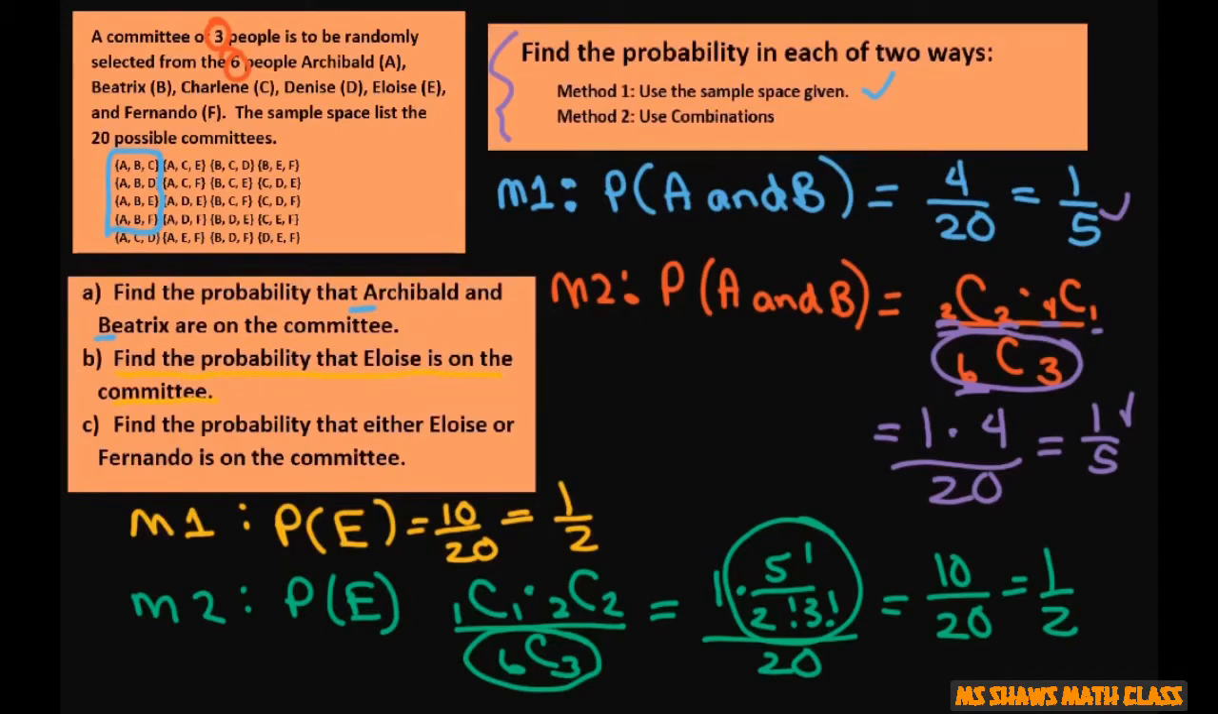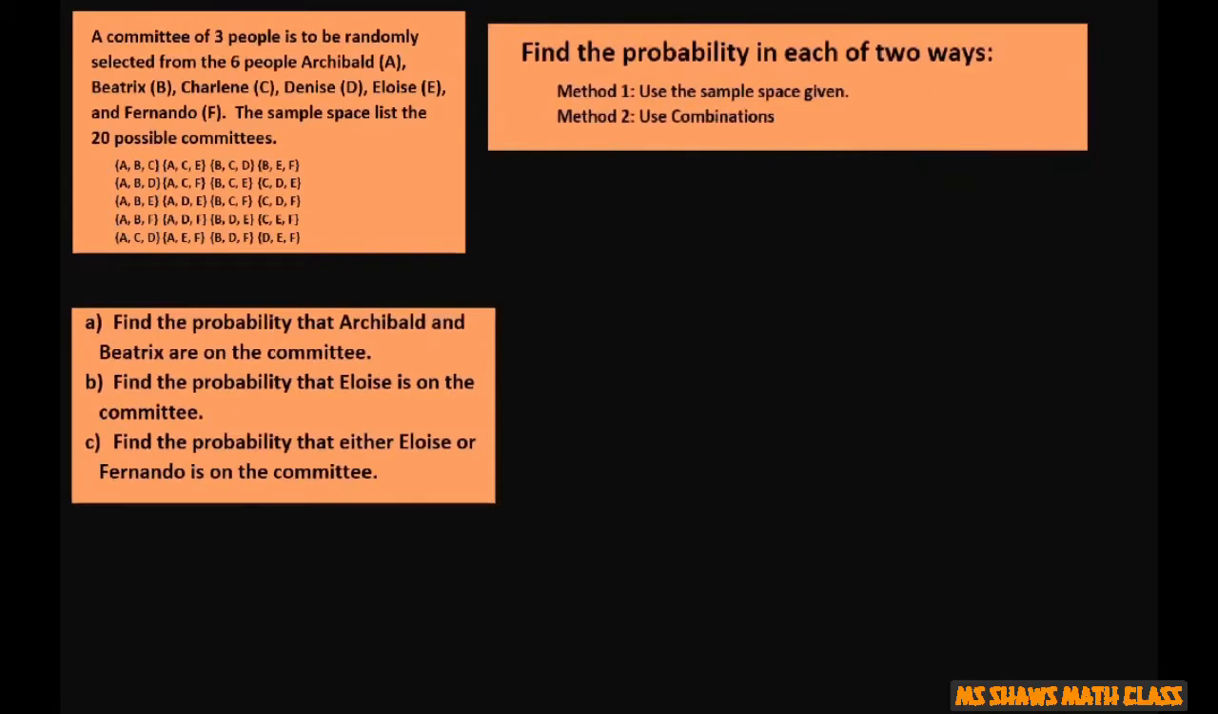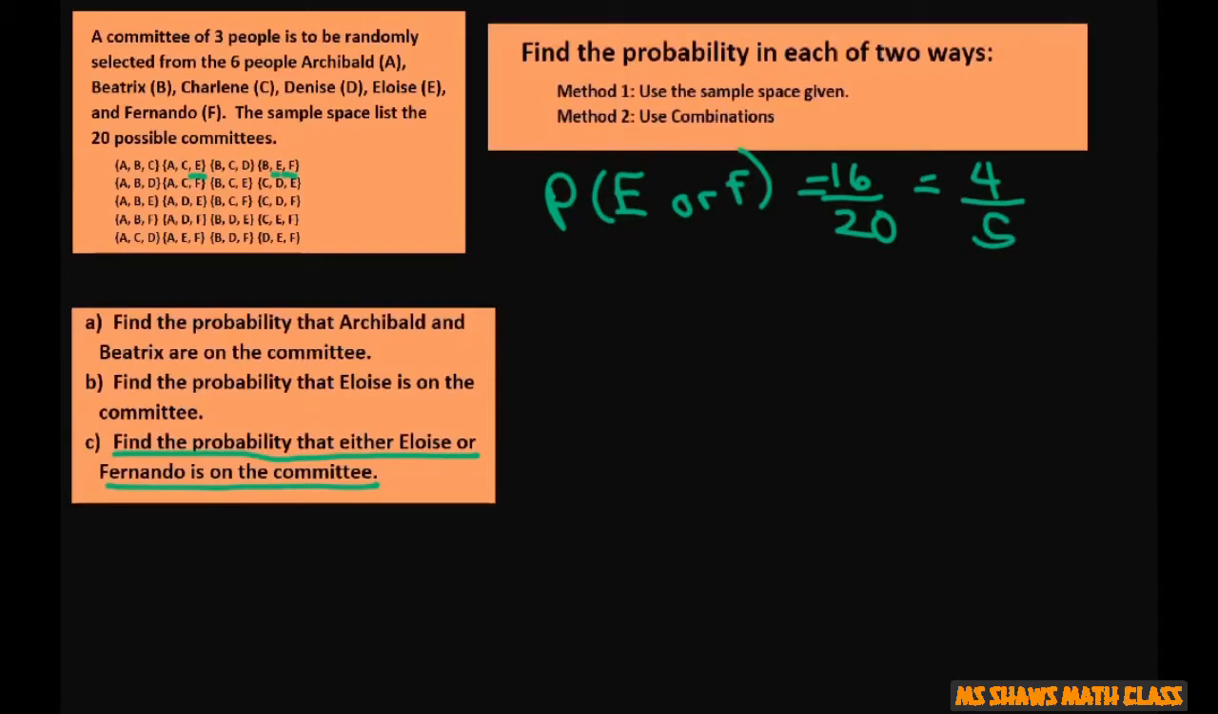All right. Now the next question is C. Find the probability that either Eloise or Fernando is on the committee. For that one, we're going to do the probability of E or F. If you look through here and just find E or F, and count, you either have an E or F. There's a total of 16 out of 20. So that equals 4/5.